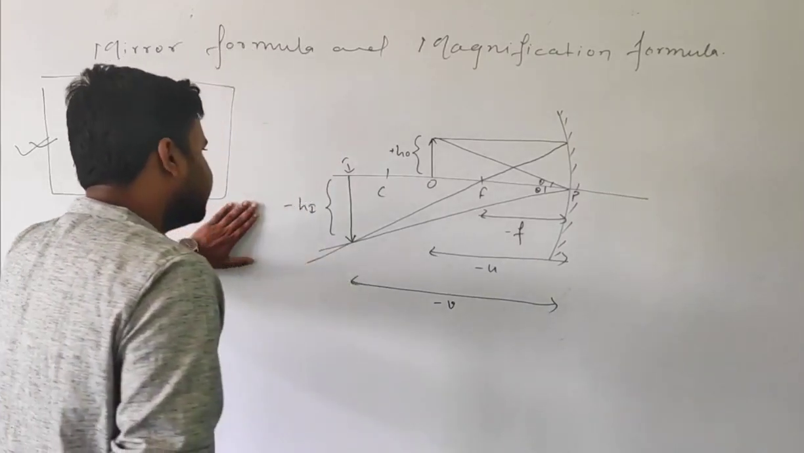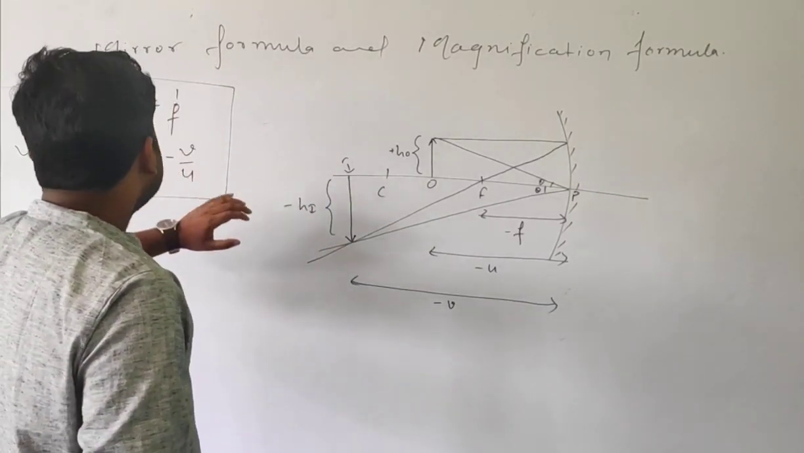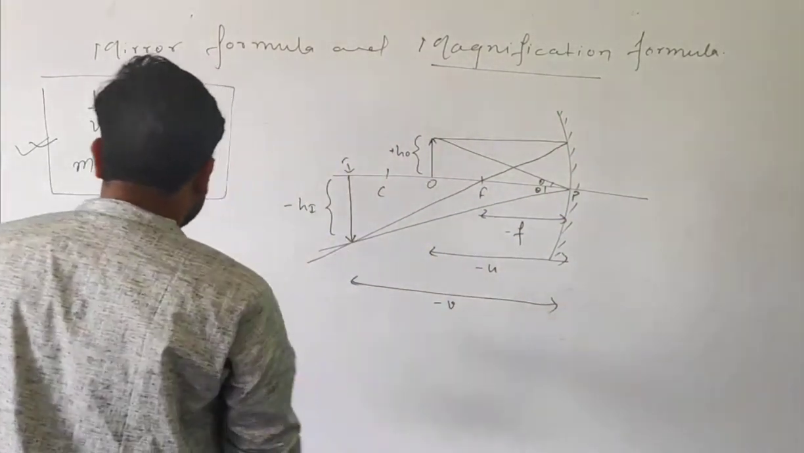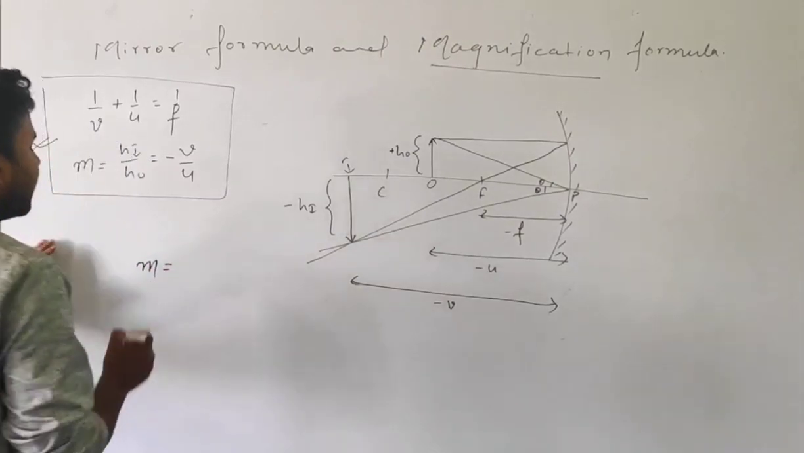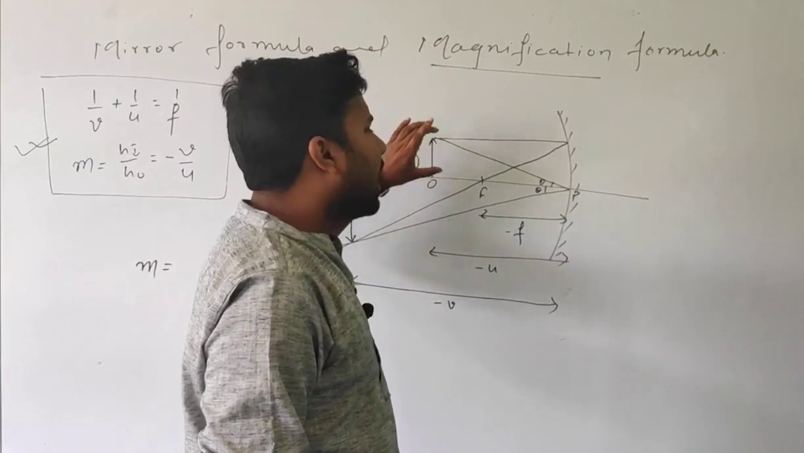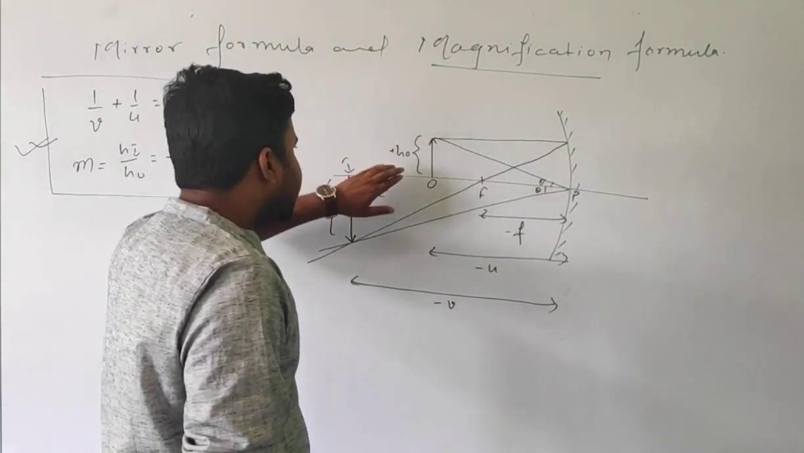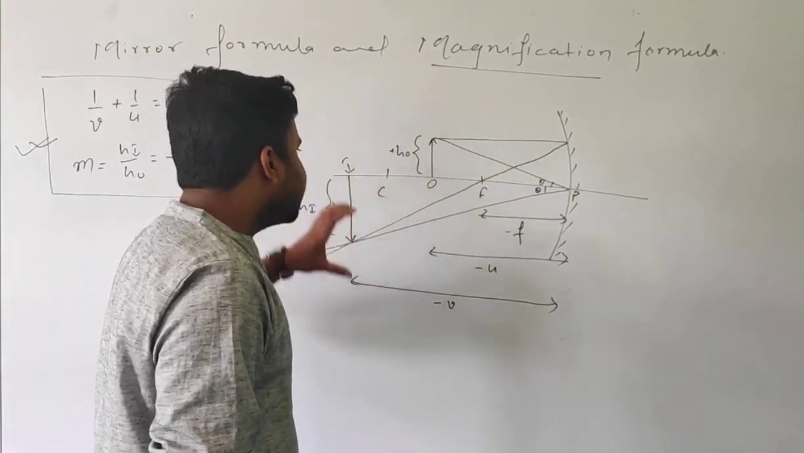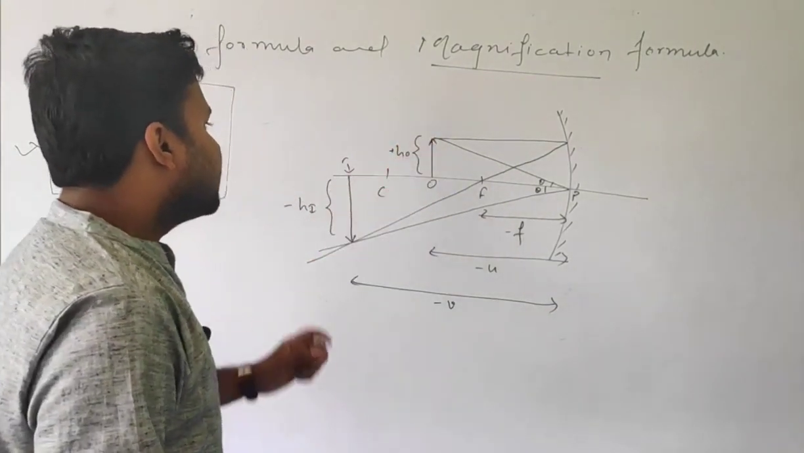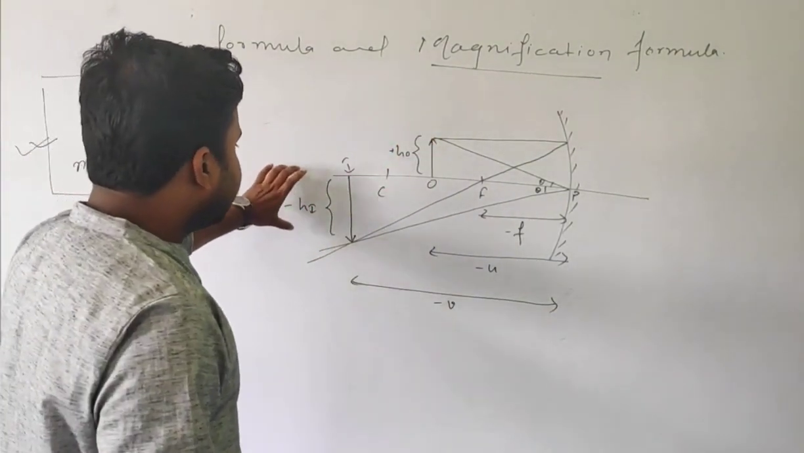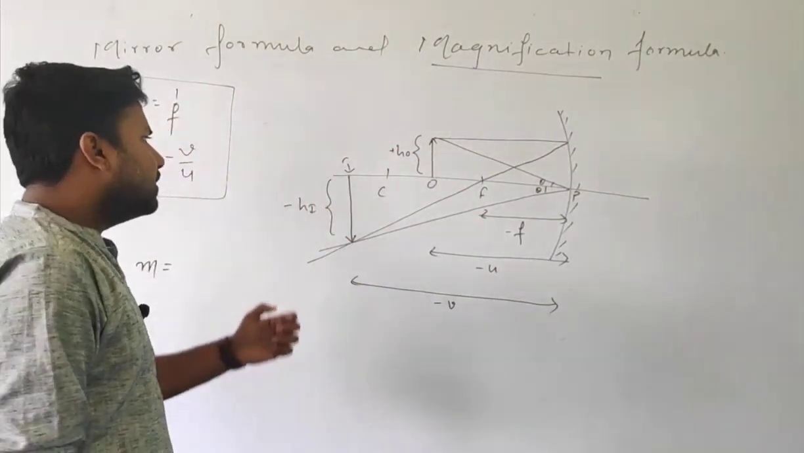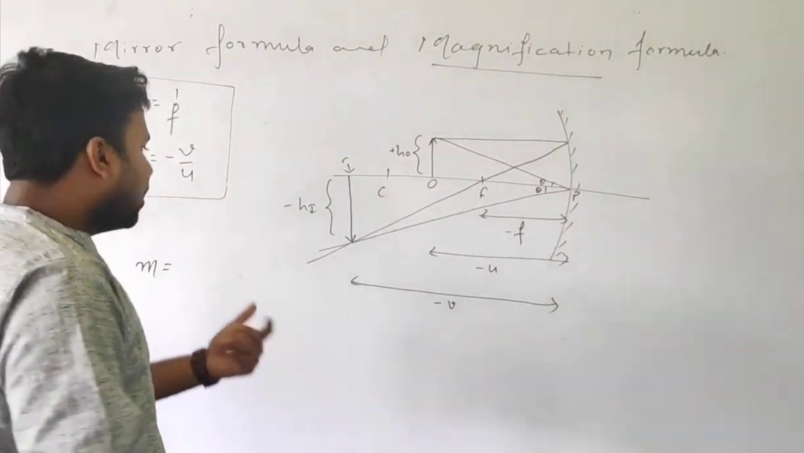Now students, first I am going to define the magnification formula. We denote magnification with m. What does magnification mean? You put here h naught, the height of object. As an example, it is 2 centimeter and the image formed is 4 centimeter. If our object is 2 centimeter and the image formed is 4 centimeter, how much is this mirror magnifying the object? 2 times.